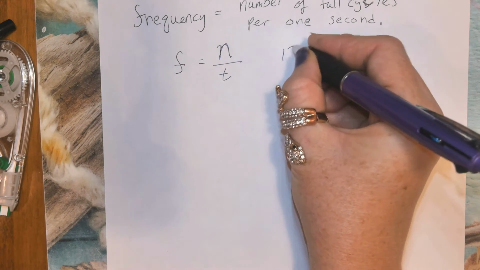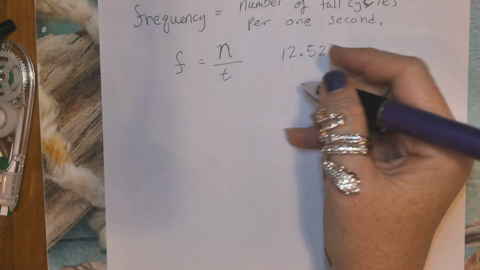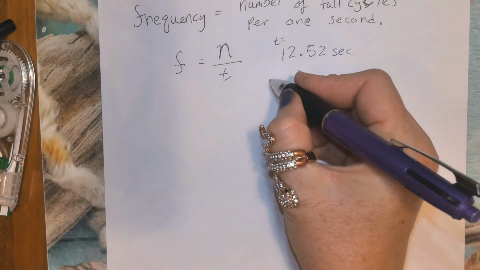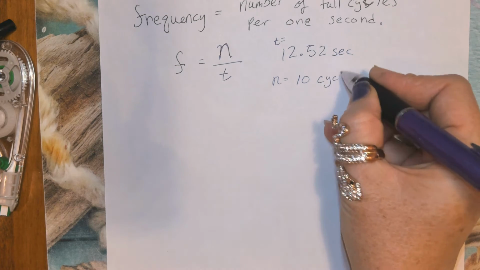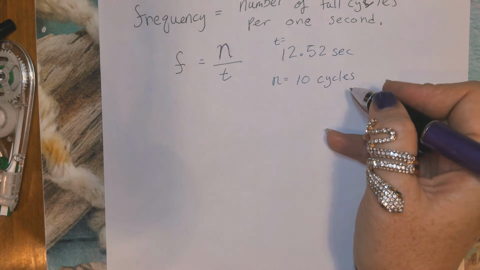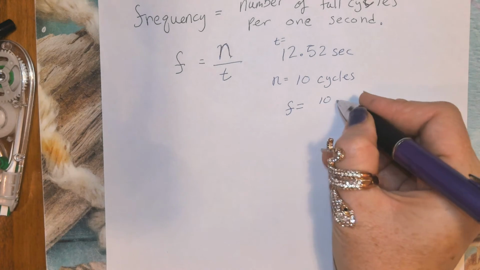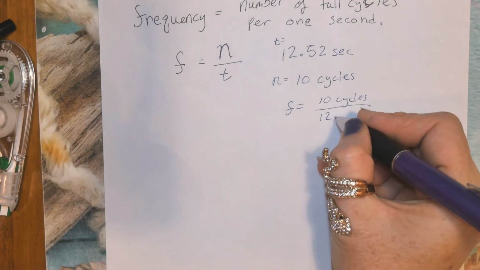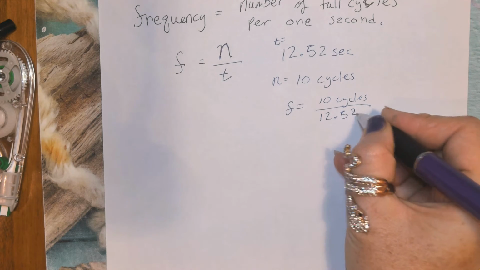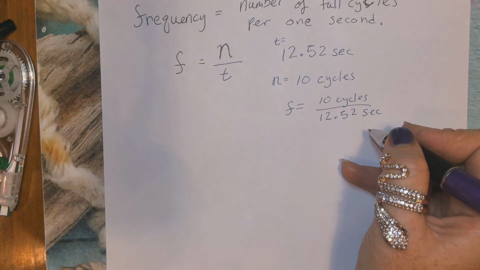The student who measured 12.52 seconds wanted to calculate the frequency. In that case, little t was 12.52 seconds, and the number of cycles was 10 full cycles. So in order to get the frequency, we would need to divide 10 cycles by a time of 12.52 seconds. Now, I could do this math in my head, but it would take me all night, so I'm going to get my calculator.